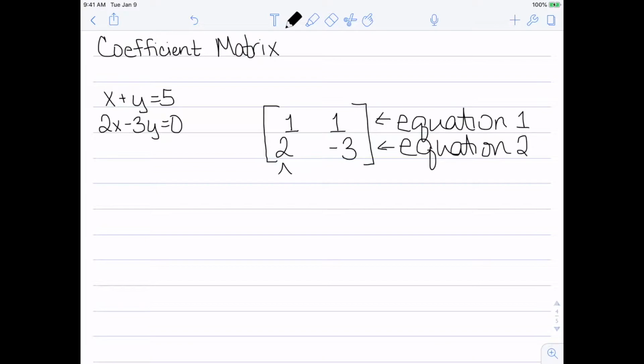Columns correspond to variables. These were the coefficients of x, and these are the coefficients of y. So we want to make sure the variables for x are all in the same column, the variables for y are in the same column, the variables for z are in the same column, etc.